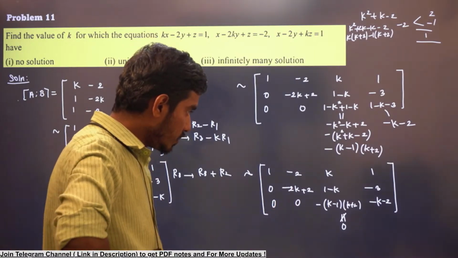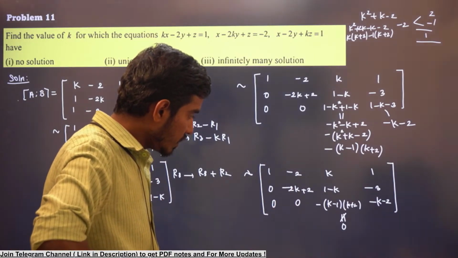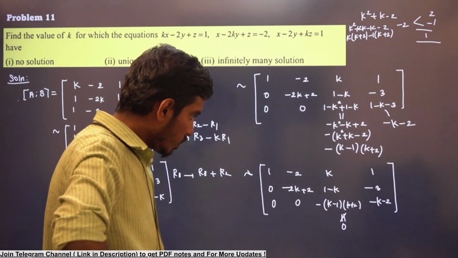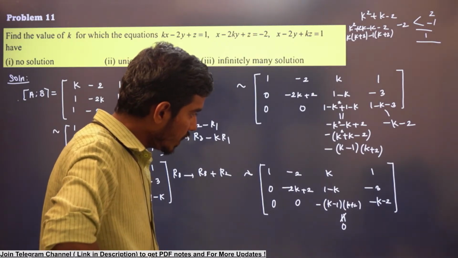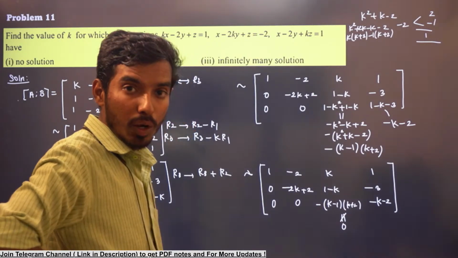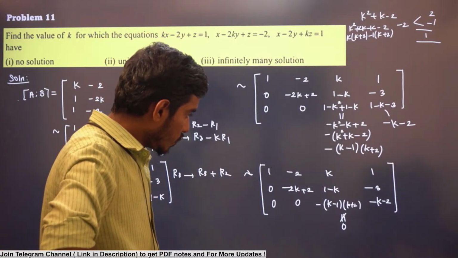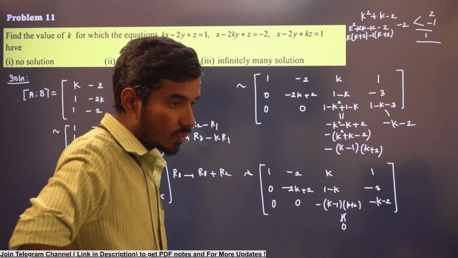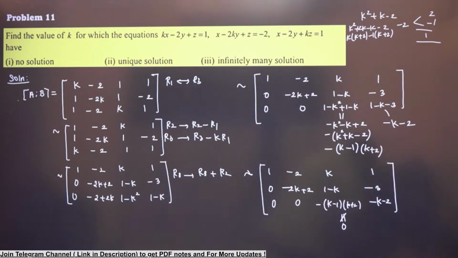If this has to be non-zero, you should not put k equal to 1 and you should not put k equal to minus 2. Yes or no? For that to be non-zero, you should not put k equal to that and k equal to this. Just a minute.